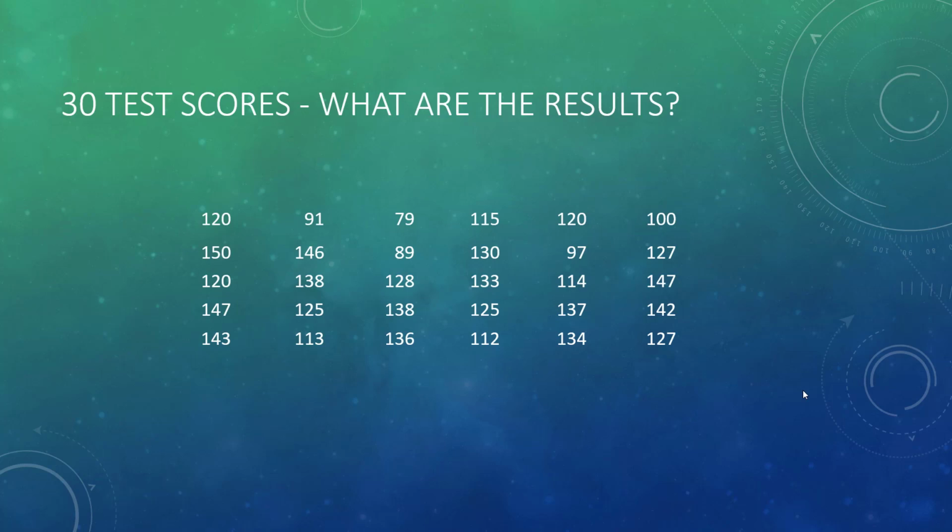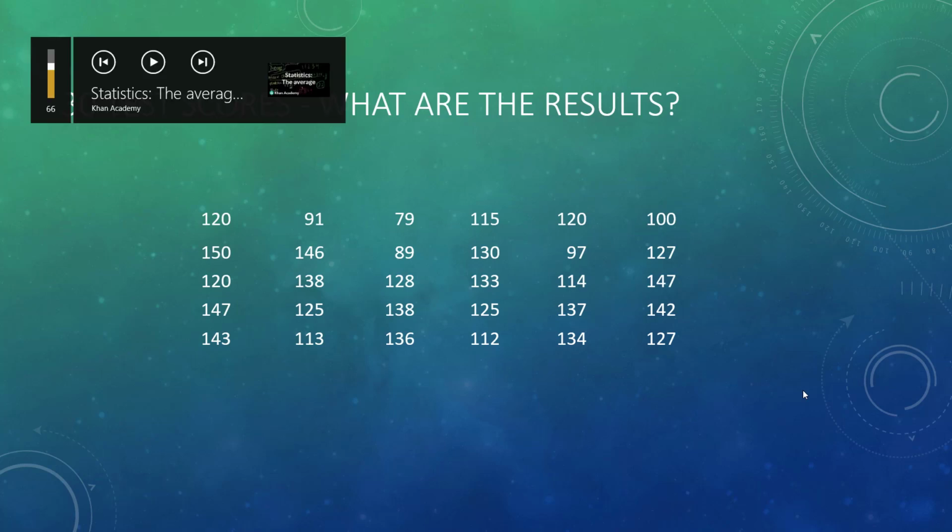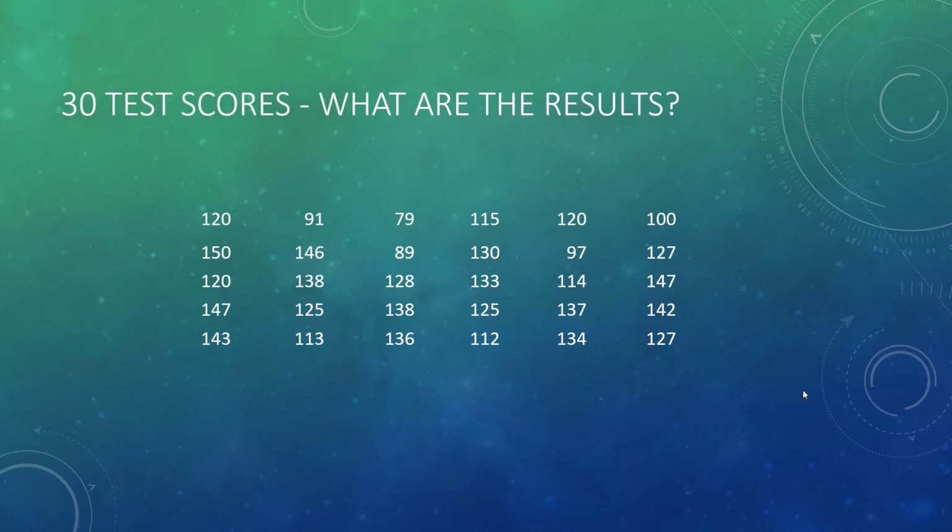The range is also 71 units. So that's the difference between the lowest and the upper value. So using this example here, there are 30 test scores. As you can see, they're in no specific order. And what we want to do is calculate the statistics of this test.